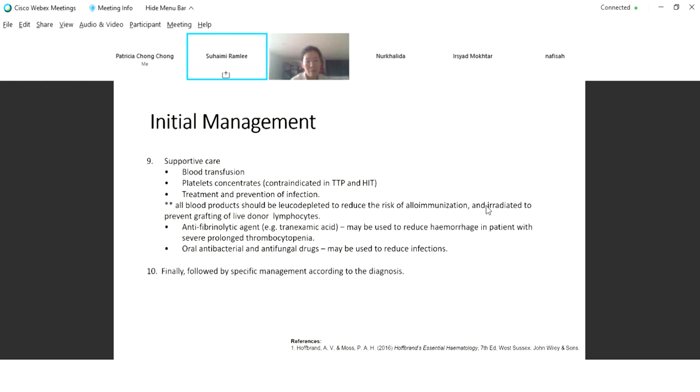Also, we can give antifibrinolytic agents, which may be used to reduce hemorrhage in patients with severe prolonged thrombocytopenia, and antibacterial and antifungal drugs to reduce infection. And last, after we get the diagnosis, we will manage the disease according to the specific diagnosis.